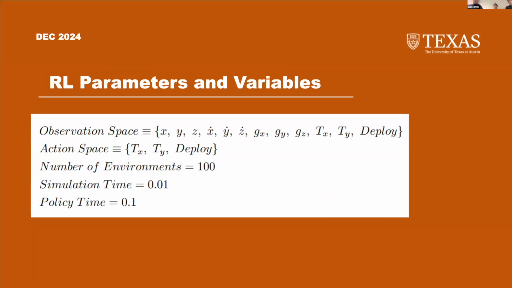So these next three affected the training time. For the number of environments simultaneously running, we had 100. Sim time is how frequently it updates the dynamics of the agent, and policy time is how frequently an action is taken. So for every 10 dynamical steps, 1 action is taken. And this helps with more efficient training.